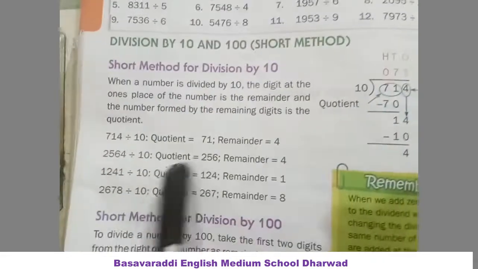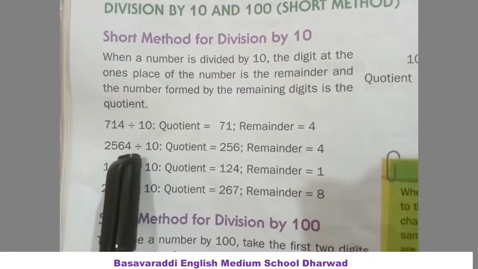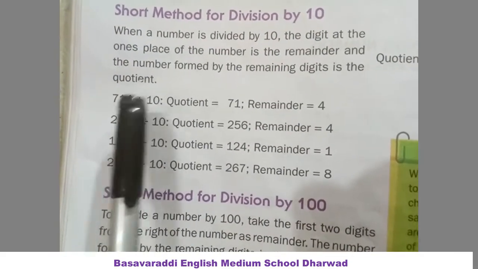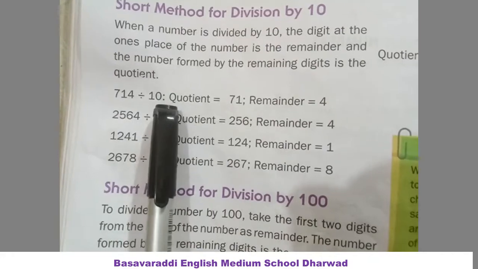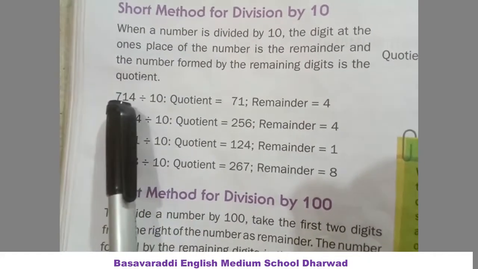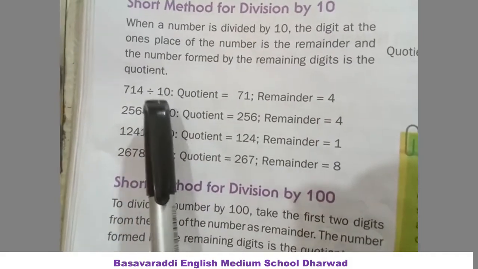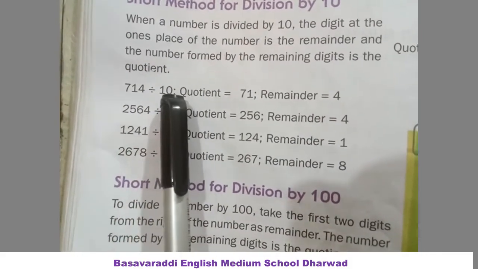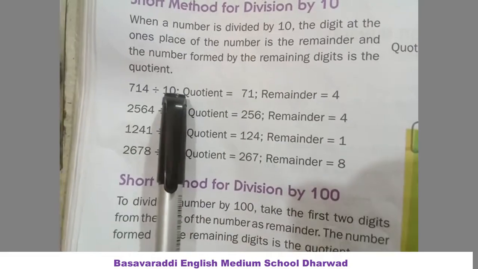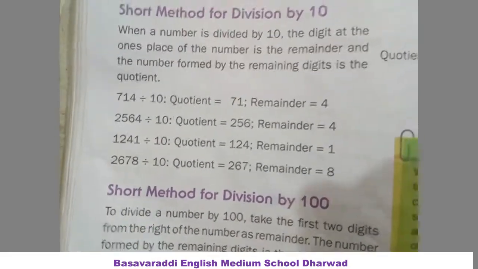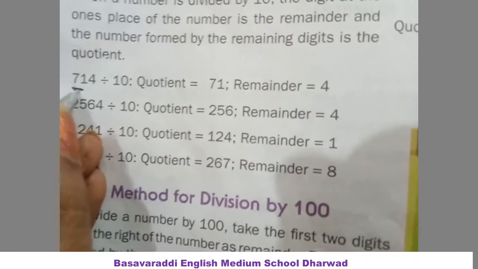How are we doing this directly with the shortcut method? See, here it is a 0. 10 is there, 1 0 is there. What we have to do? The 0 is the 1's place. So 4 is the remainder, and the remaining part, 71, is the quotient.